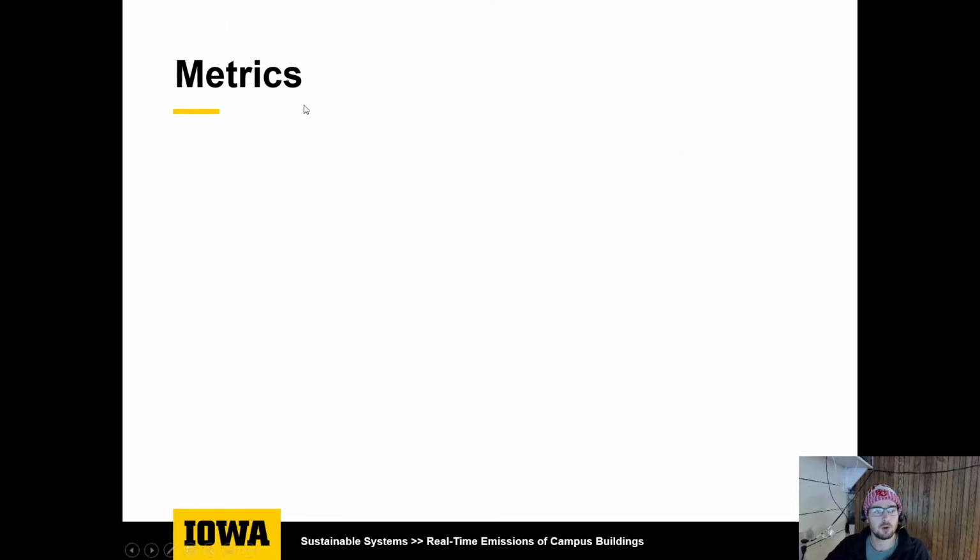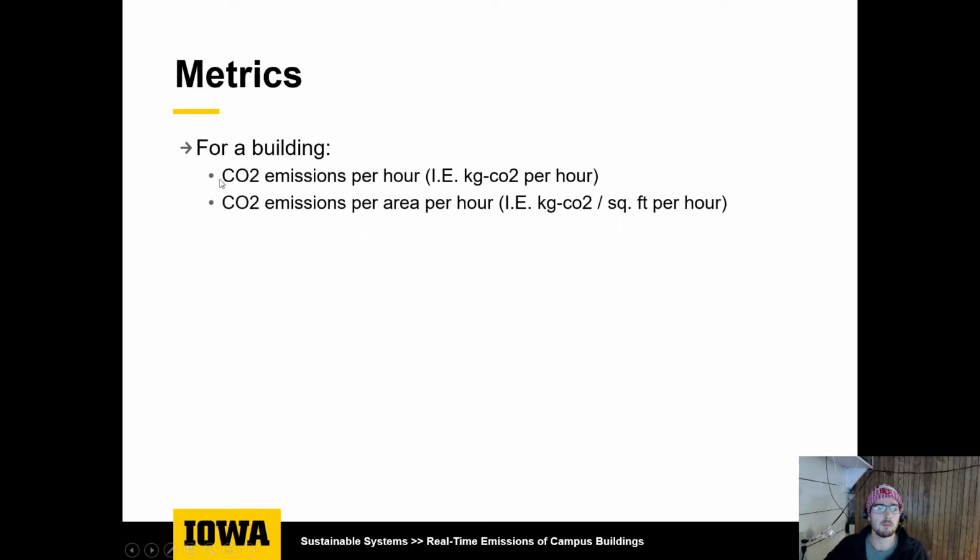So what are the metrics we care about? The metrics for this project are, for a building, can you tell me the CO2 emissions per hour? Or, considering that buildings of different sizes use different amounts of energy resources, you could use a metric like CO2 emissions per unit of area per hour, for example kilograms of CO2 per square foot per hour. So these are the metrics we want to calculate.